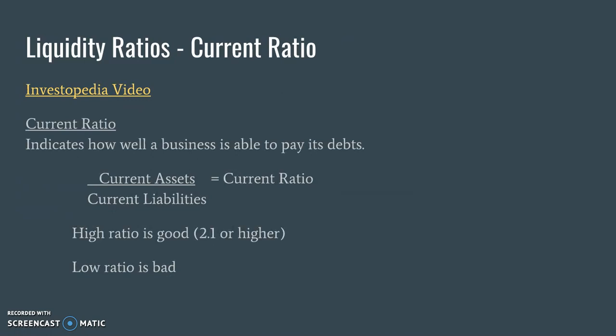Next up is the current ratio. Okay, also another one that is going to be represented on the Investopedia video. The current ratio indicates how well a business is able to pay its debts. The current ratio is current assets divided by current liabilities. A high ratio is good. We want a 2-to-1 ratio or higher. A low ratio is bad, indicating possible difficulty in being able to pay our debts. That is the purpose of the current ratio.